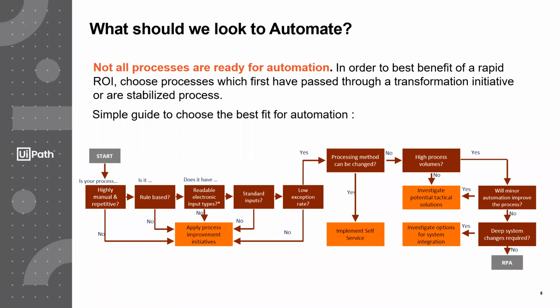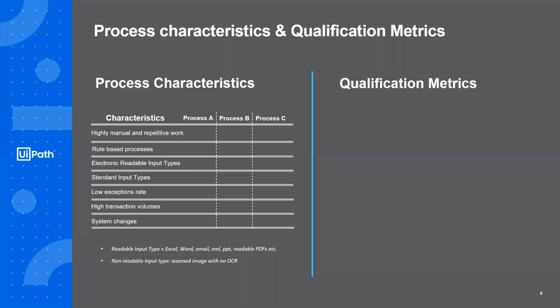Okay, moving on. Another short game we can play is the process characteristics and qualification metrics. Now we know by looking at the previous two slides a few of the characteristics: highly manual, rule-based, electronically readable input types, standard input, low exception rate, etc.